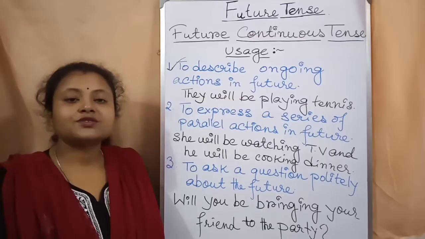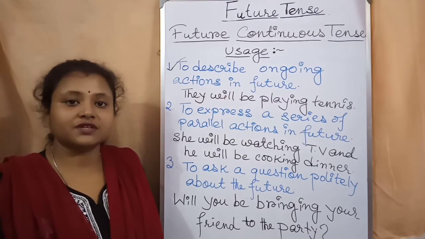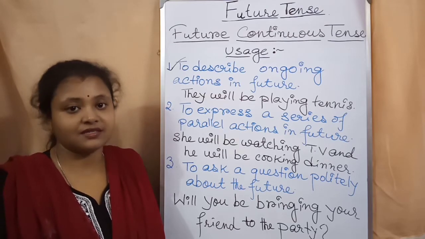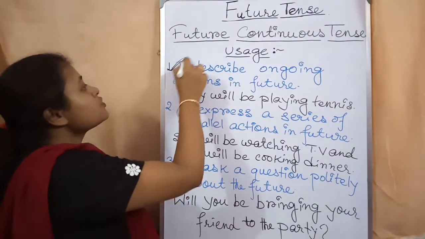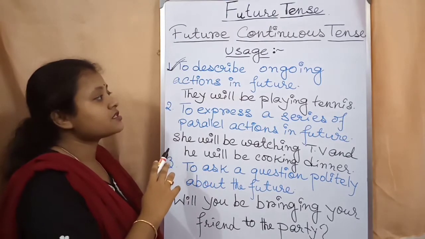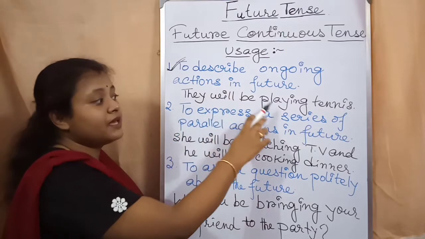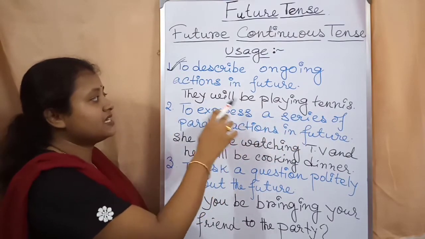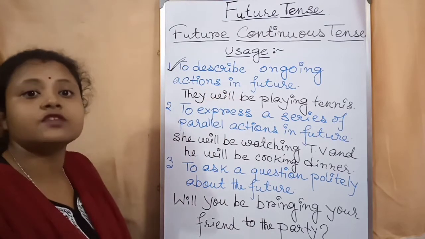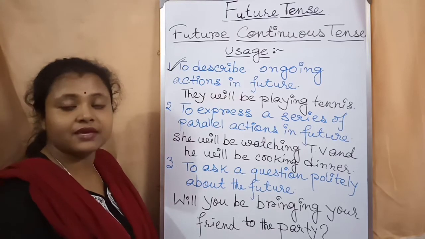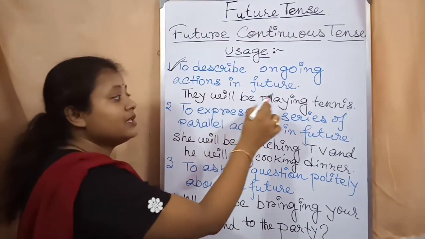Okay, students? Now we will discuss the usage of future continuous tense, where future continuous tense is used. Now we will learn that. Okay, so what is the first usage? To describe an ongoing action or ongoing actions in future. For example, they will be playing tennis. This is an ongoing action, an action which will be going on for some time in future. So that is why I have used future continuous tense here. Okay, they will be playing.